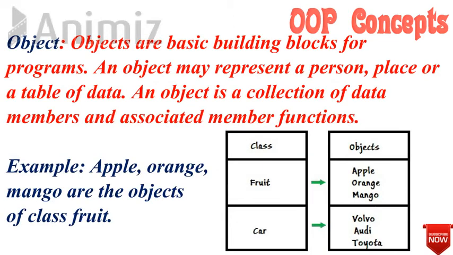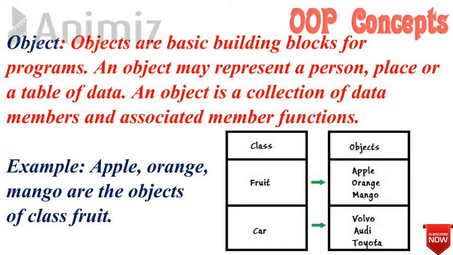The first characteristic of OOP is object. Objects are basic building block for programs. An object may represent a person, place, or a table of data. An object is a collection of data members and associated member function. For example, let us consider apple, orange, mango are the objects of class fruit.